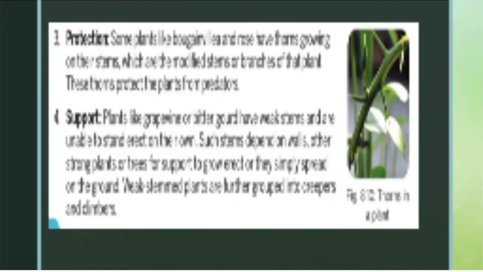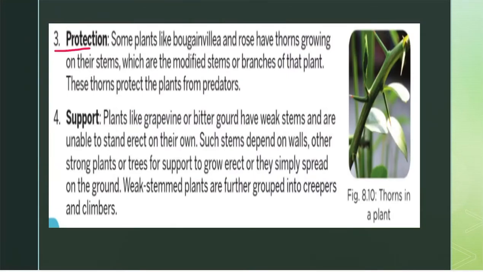Now let us move on to the third one, protection. Some plants like bougainvillea and rose, you might have seen thorns. So some thorns grow on their stem, which are again modified. You can say modified stem or branch of that plant. It basically protects the plant from predators.